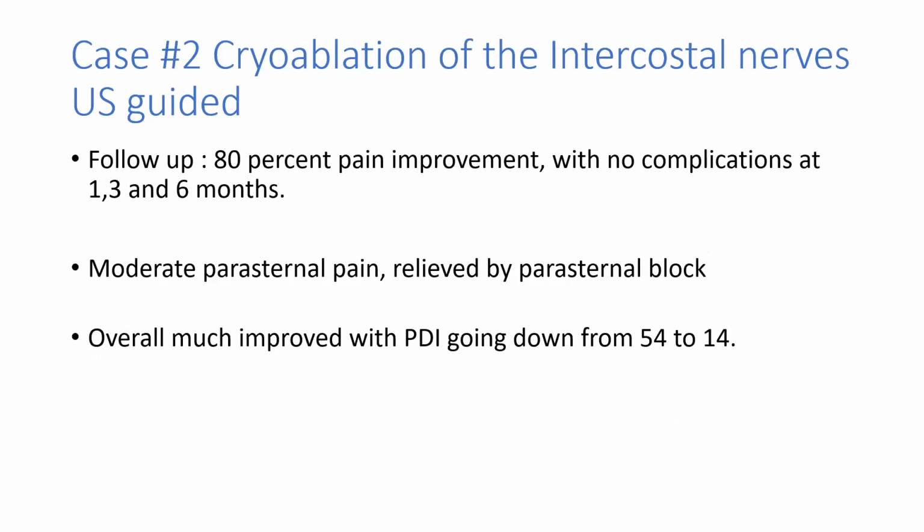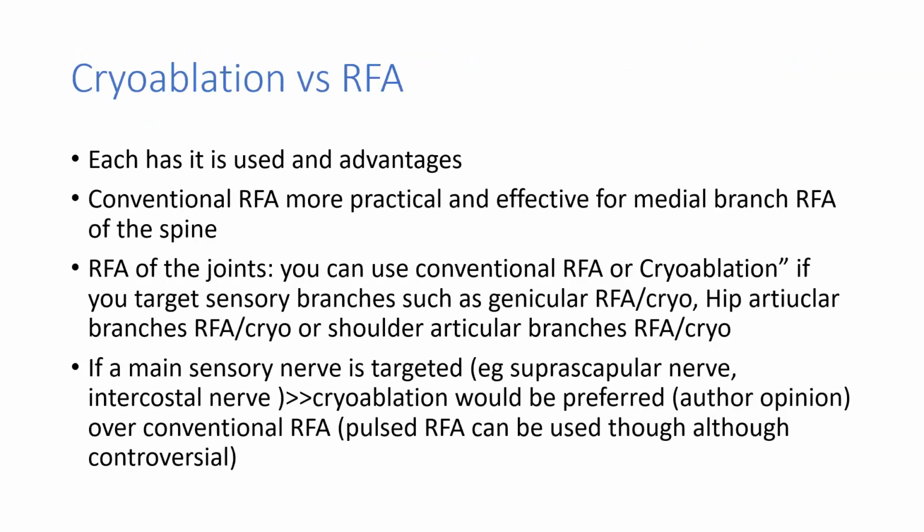As you can see here, the patient was followed up after that. She had 80% pain improvement with no complication at 1, 3, and 6 months. There's still moderate parasternal pain, which was relieved by a parasternal block. Overall, PDI went down from 54 to 14, and the patient is doing much better.